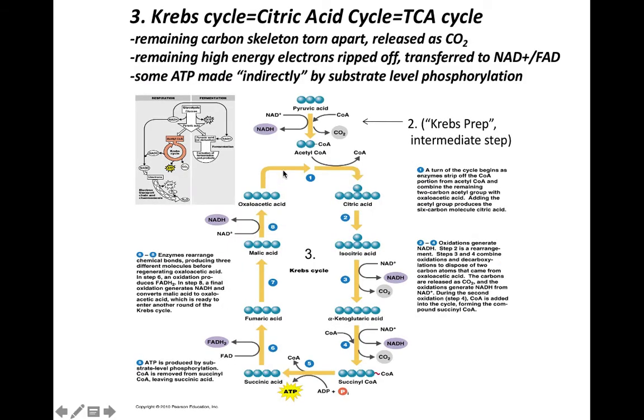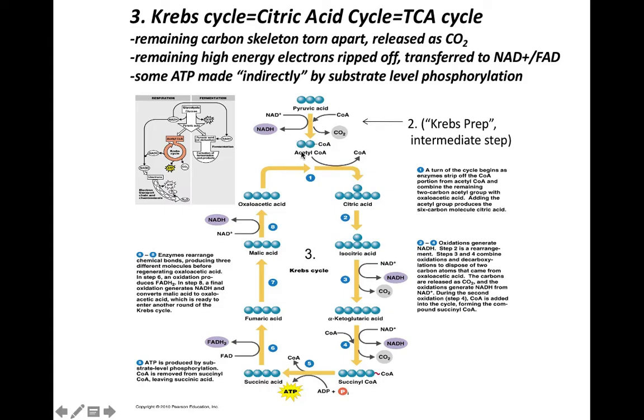The 3rd stage is when we finally finish oxidizing what used to be glucose. We're going to rip off all the remaining high energy electrons, and we're going to finish tearing apart the carbon skeleton, and the carbons will be released as carbon dioxide. This is called the Krebs cycle, also known as the citric acid cycle, also known as the tricarboxylic acid cycle or TCA cycle. On a short answer, you could use any of these terms for it.